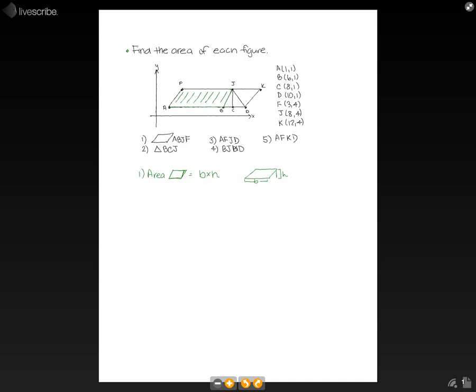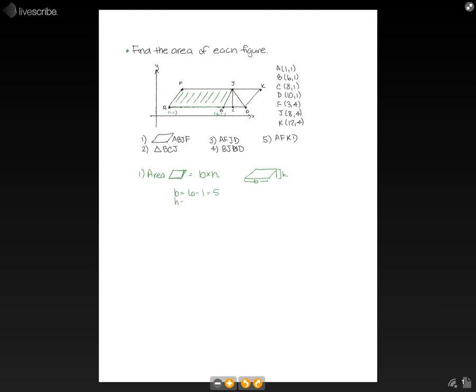So we can do that by using the distance formula. We're looking for the length of line AB on the x-axis. So the point A is at (1, 1). Point B is at (6, 1), which means that the distance between them is 5 because of 6 minus 1. So the base equals 6 minus 1, or 5.